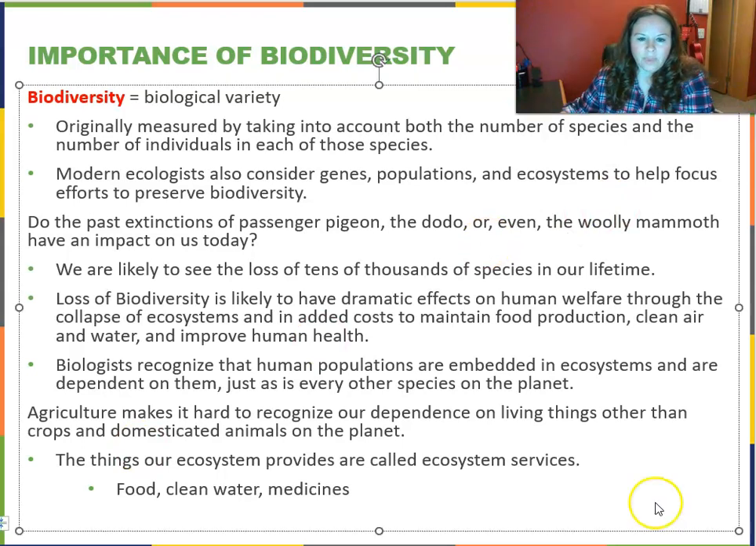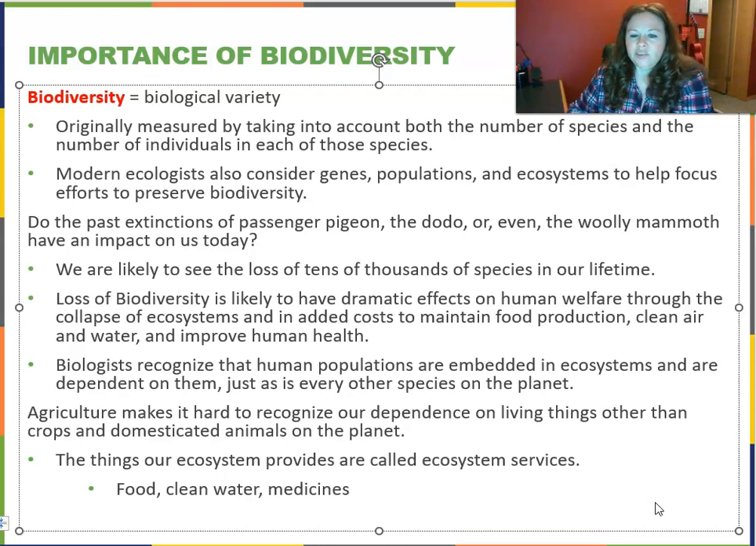So we already know there have been extinctions from the past. Do the past extinctions of, say, organisms like the passenger pigeon, the dodo, or even the woolly mammoth have an impact on us today? Should we care about this? Well, we're likely to see the loss of tens of thousands of species in our lifetime. And loss of biodiversity is likely to have dramatic effects on human welfare through the collapse of ecosystems and in added costs to maintain food production, clean air and water, and to improve human health.